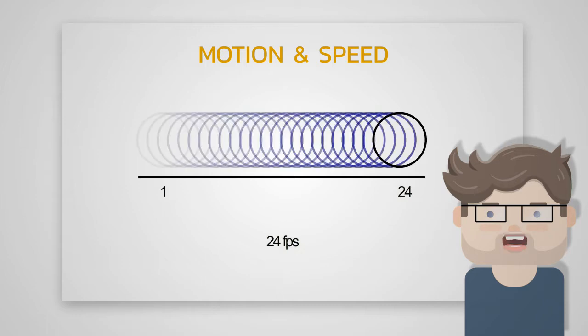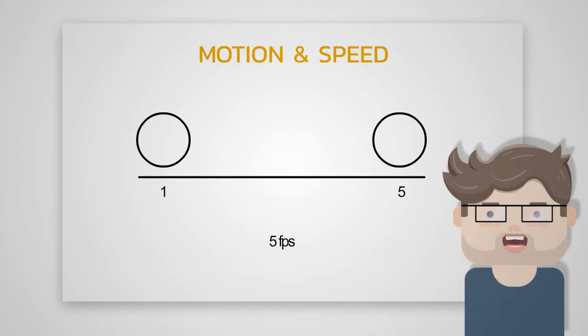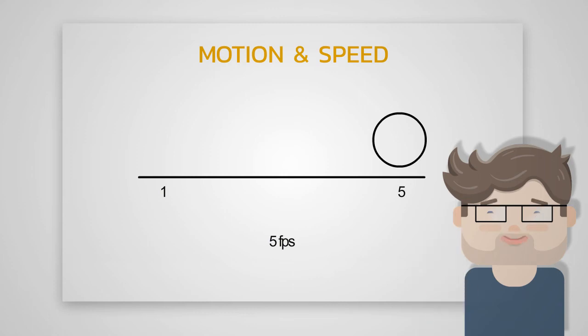In this case, everything between frame 1 and 24. If we animate on 5 frames per second, we can see that less frames in the same motion makes for a choppier animation. The timing of both animations is set to 1 second, but the result is much different. For our purposes, we will keep the animation speed at 24 frames per second.